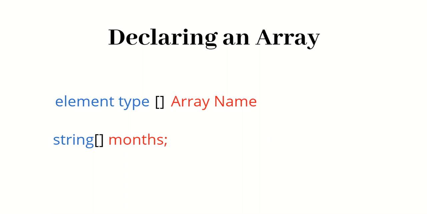An array is an indexed collection of a fixed number of homogeneous data elements. I'll say it again: an array is an indexed collection of a fixed number of homogeneous data elements. It has some technical words, so let's go through those words one by one. What is an indexed collection? What is a collection?